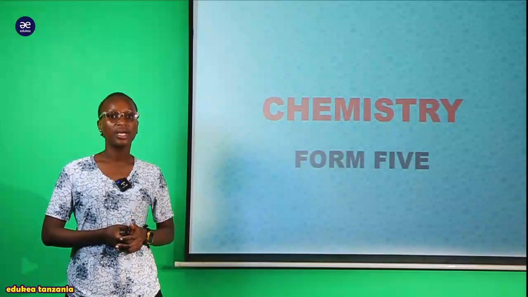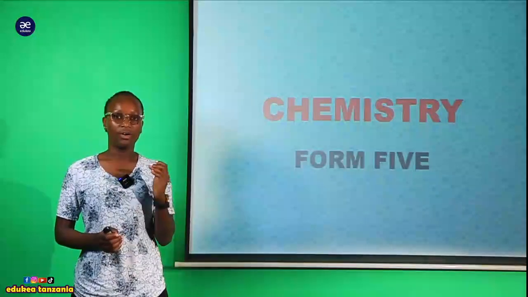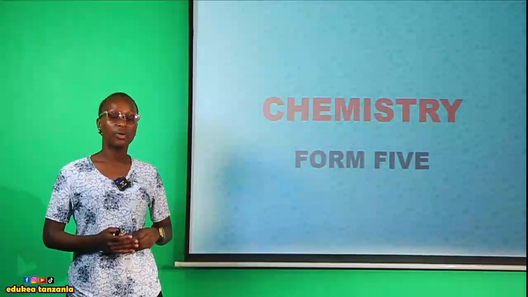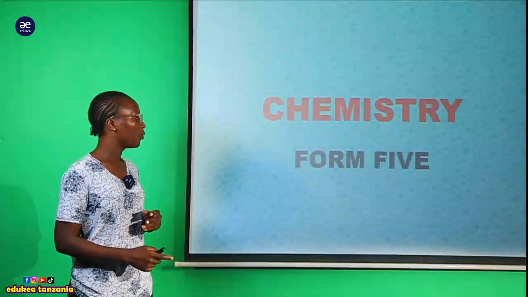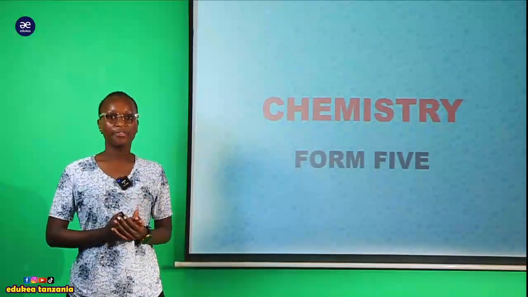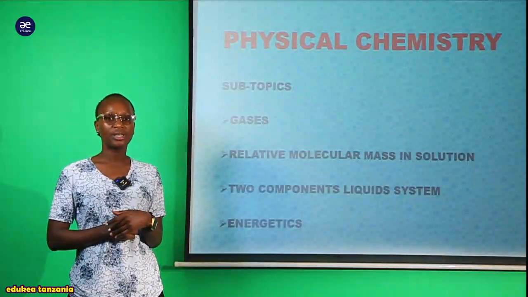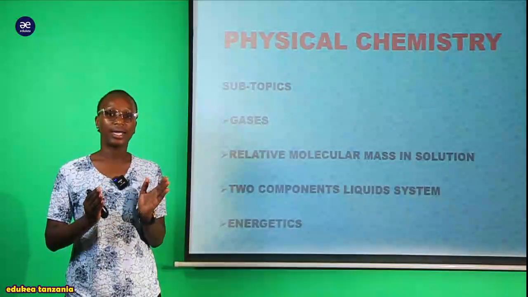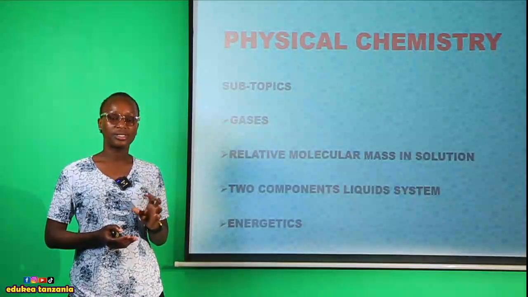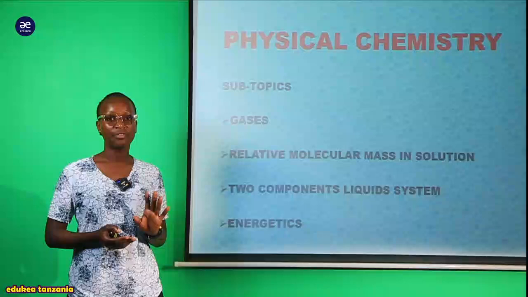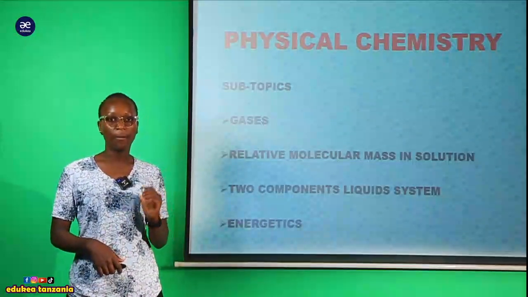And here, my students, we have our chemistry subject and our class level is Form 5. As we know that in A-level we have only two classes, Form 5 and Form 6. But here, now we are dealing with the tutorial of Form 5 class. Our main consideration in this tutorial is physical chemistry. We have several topics in physical chemistry. Mainly for Form 5, there are only 4 main topics.